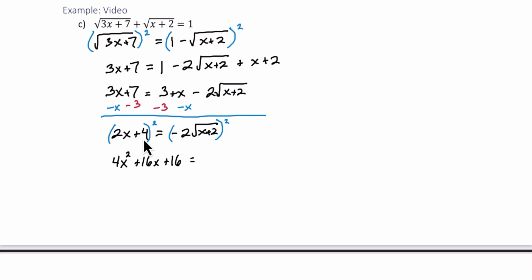And then on the right, we need to square the negative 2, that gives us 4. And then the square root of x plus 2 squared, the radical goes away, left with just x plus 2. We just need to distribute that 4. 4x squared plus 16x plus 16 equals 4x plus 8. From here, we need to set it equal to 0. So we'll subtract 4x on both sides. And we can subtract 8 on both sides.